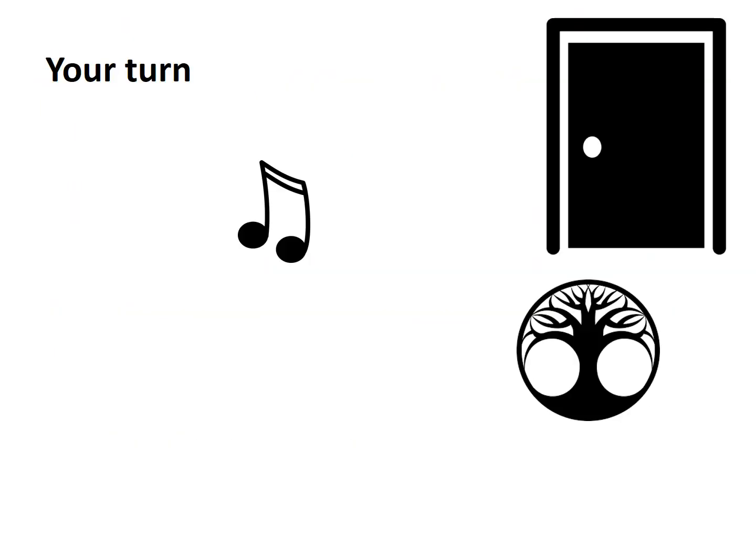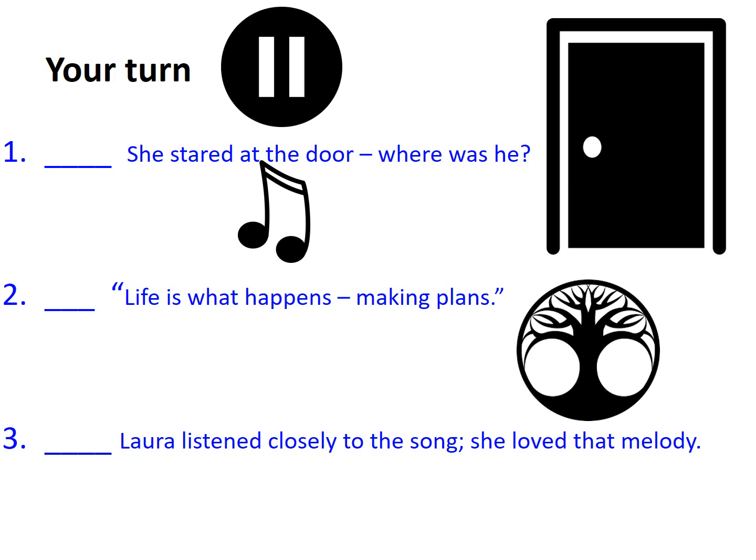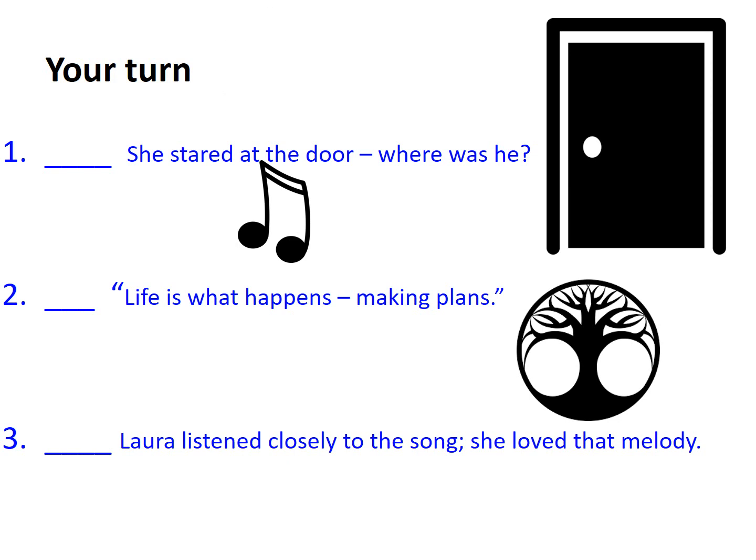Now it's your turn. For each of the three sentences, consider if the use of the punctuation is correct or if it needs improvement or would be better off with a different type of punctuation between the clauses. Hit pause if you need thinking time. So how did you get on? She stared at the door - where was he? Now that's a dramatic pause where the dash is used. So this is correct.